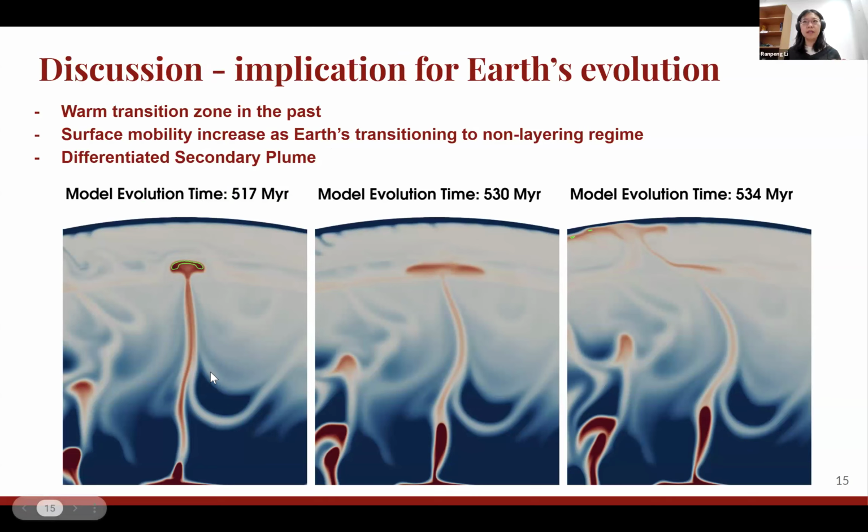Also, there can be a lot of secondary plumes generated from the layering. And if a plume head is trapped, it can cross the solidus and form some partial melts. And as it spreads out and secondary plumes rise from different locations, this process can potentially geochemically differentiate the plume.